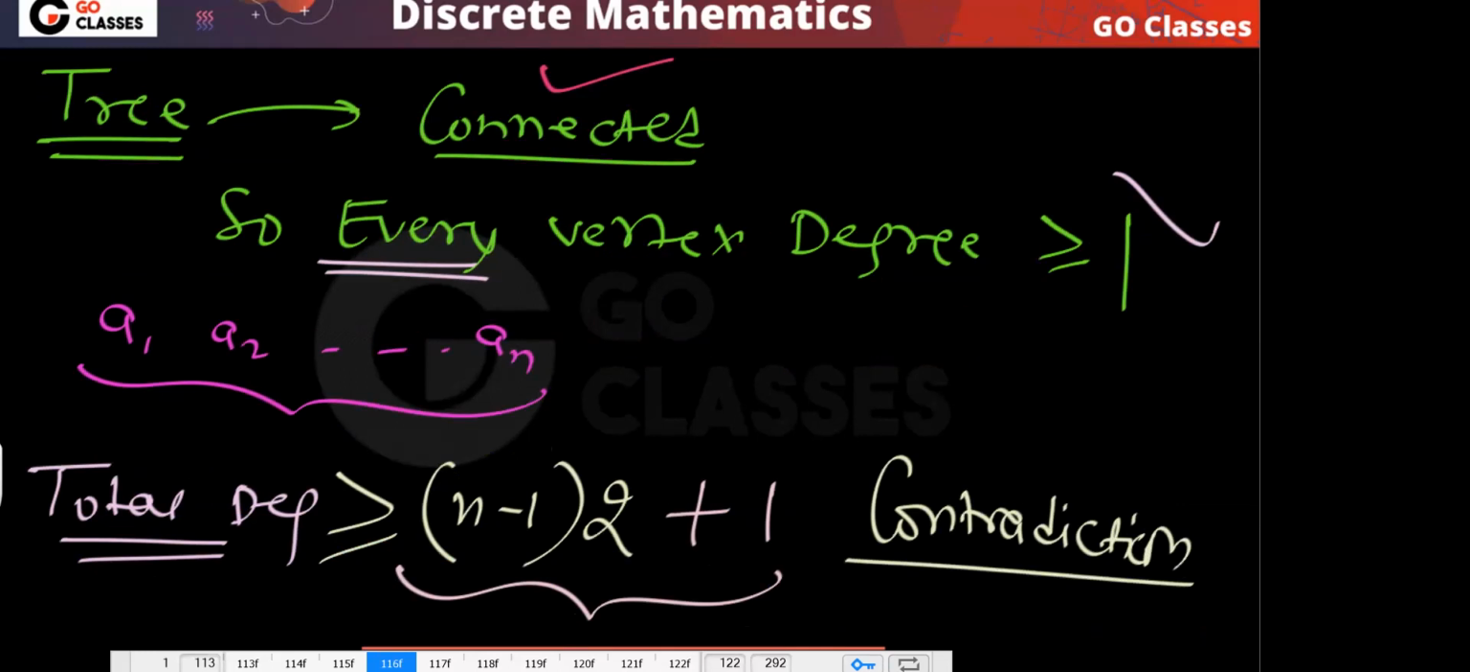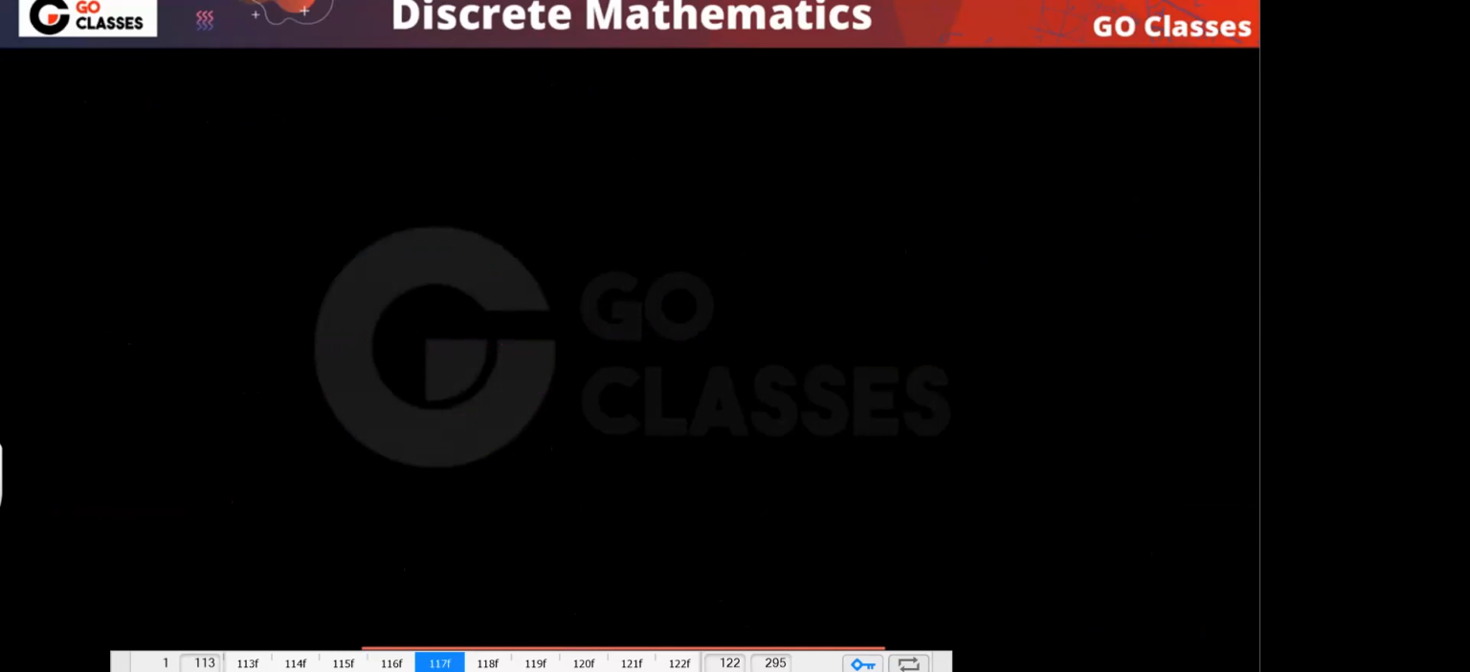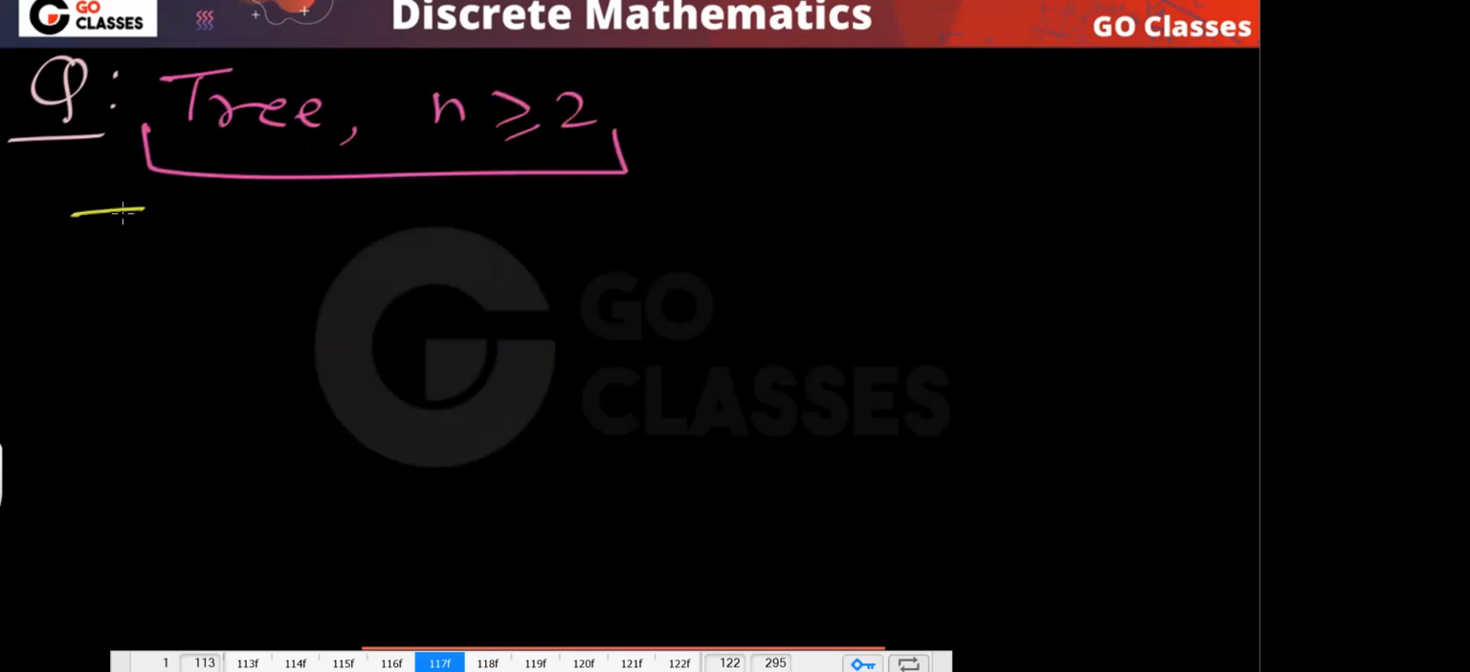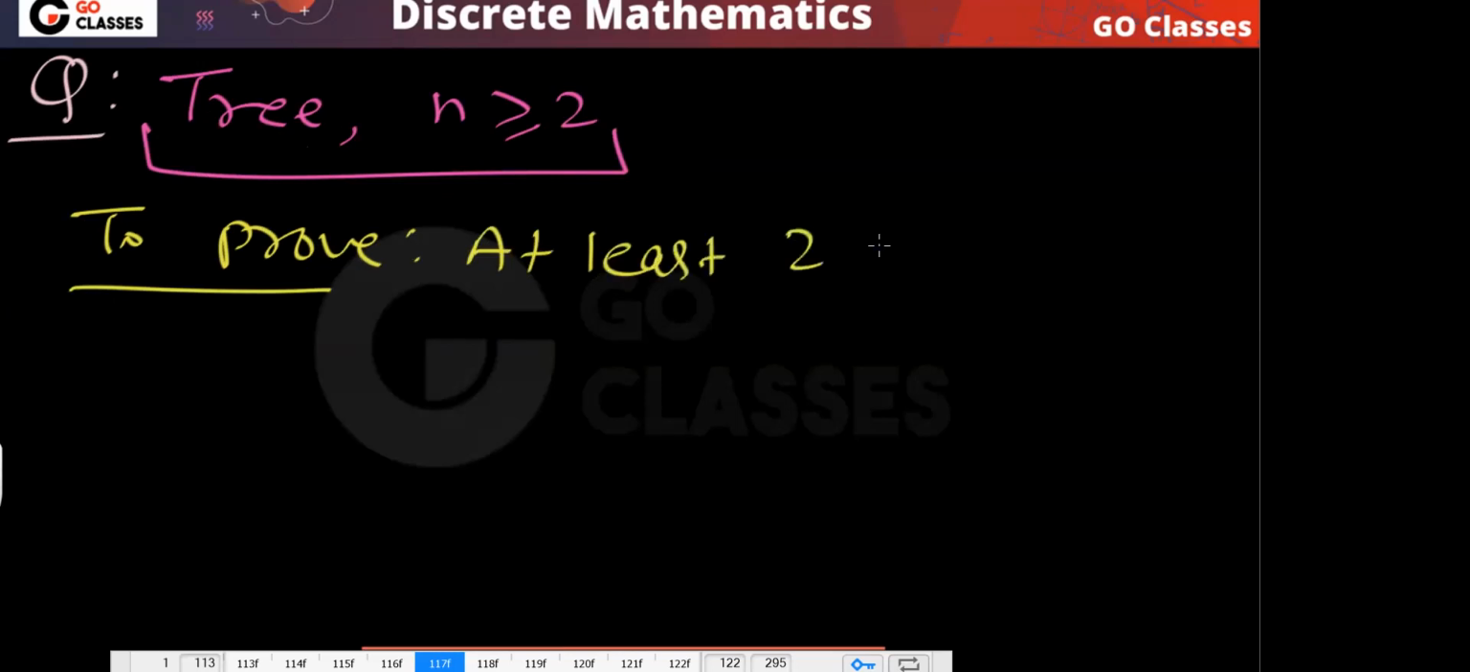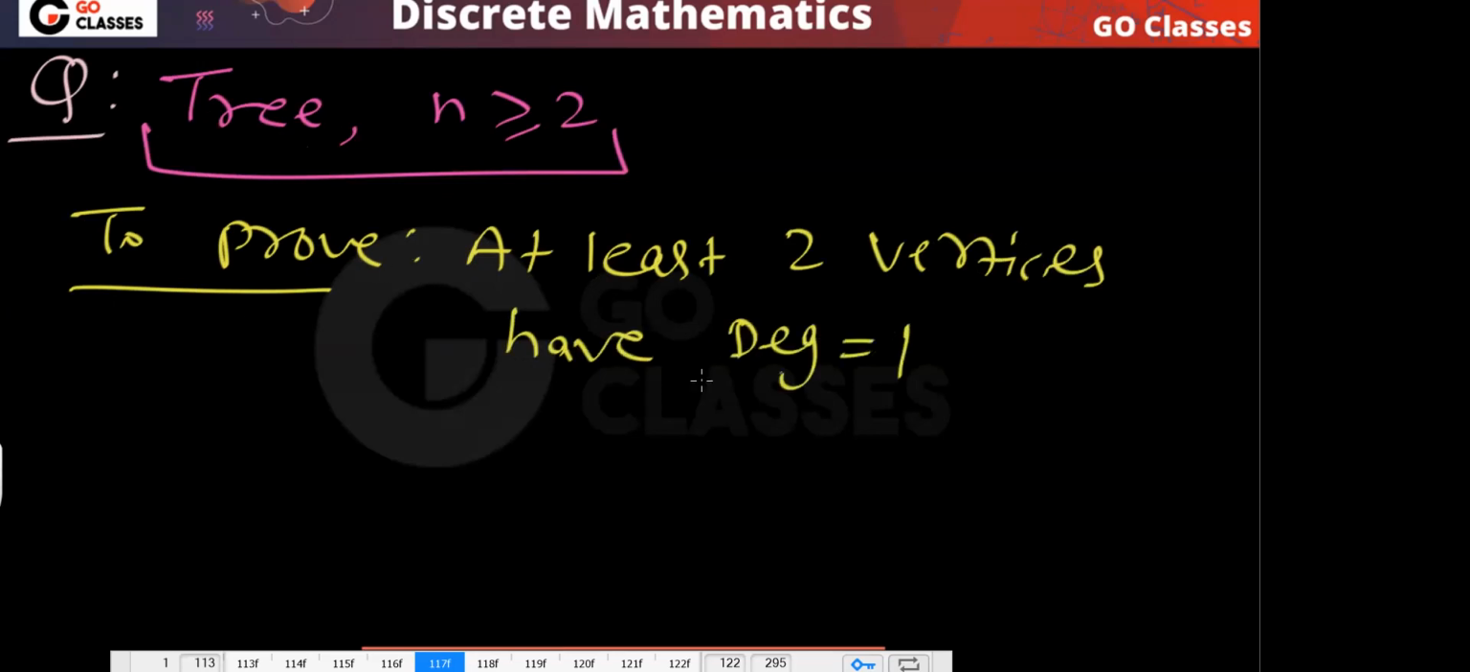Okay, one by one, let me see. Just check this. First, you understand the question, please. The question is this: you have a tree with the number of vertices greater than or equal to 2, and we have to prove that at least 2 vertices have degree 1. This is what I want to prove.